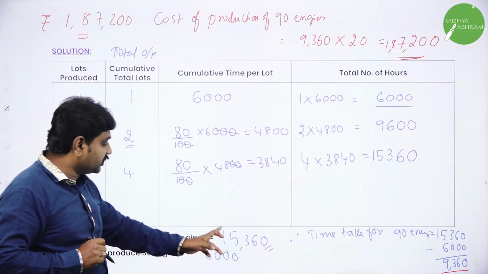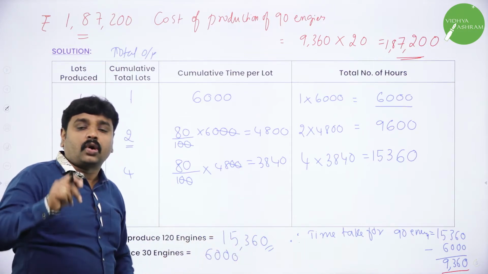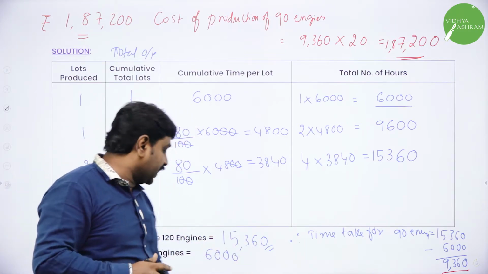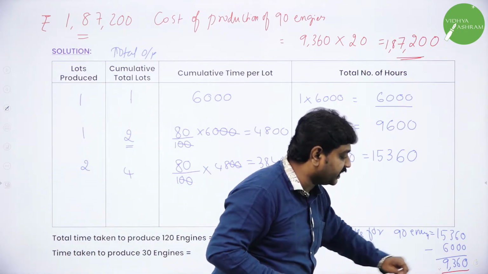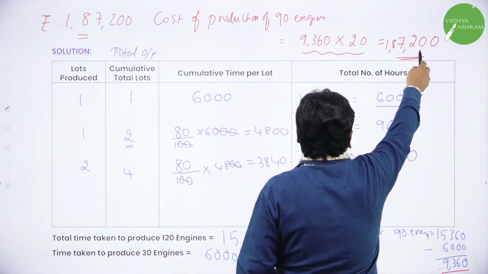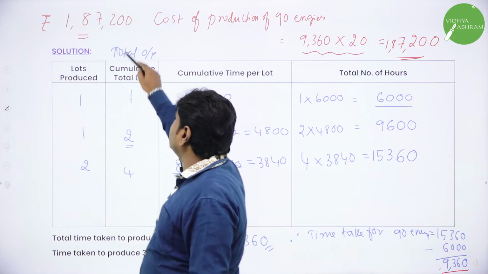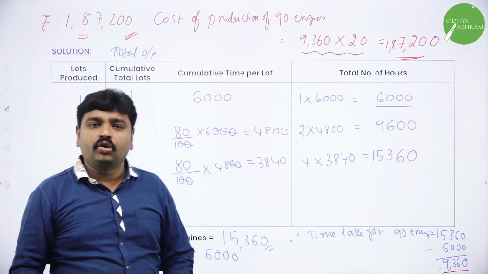So time for 120 is 15,360 hours. Time for 30 is 6,000. Out of 15,600, if you subtract 6,000, you will get 9,360 hours. This is the time for 90 engines. Once you get time for 90 engines, time into cost, if you multiply, you will get it. So 1,87,200 rupees is the cost of production of 90 engines. I hope all of you understood.